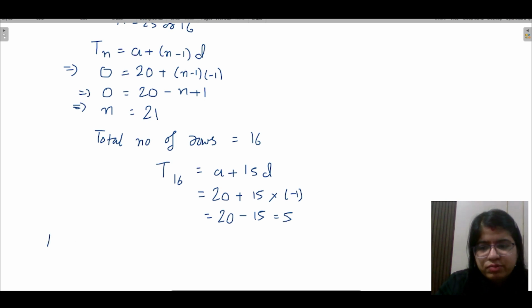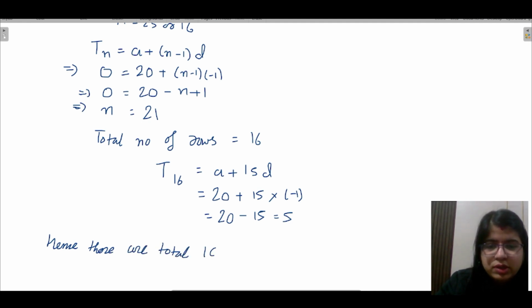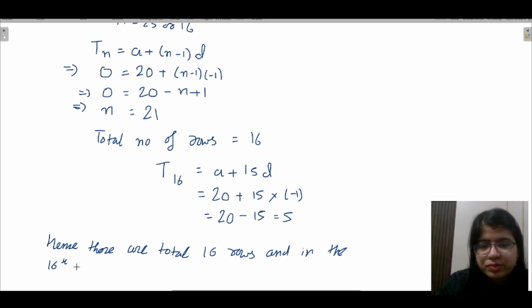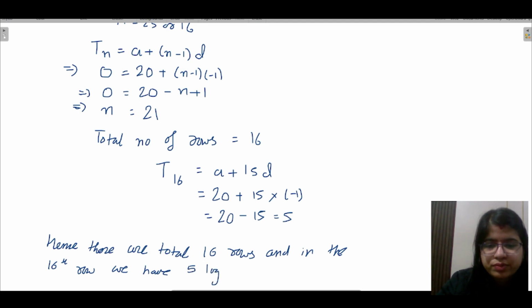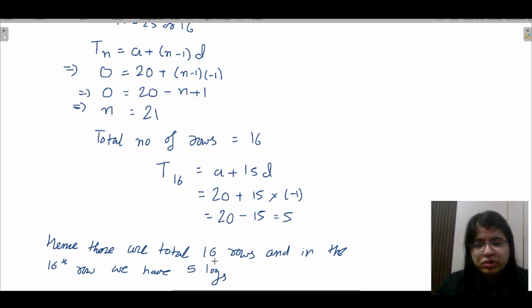So we can write, hence there are a total of 16 rows, and in the 16th row we have 5 logs. So this is going to be our answer.